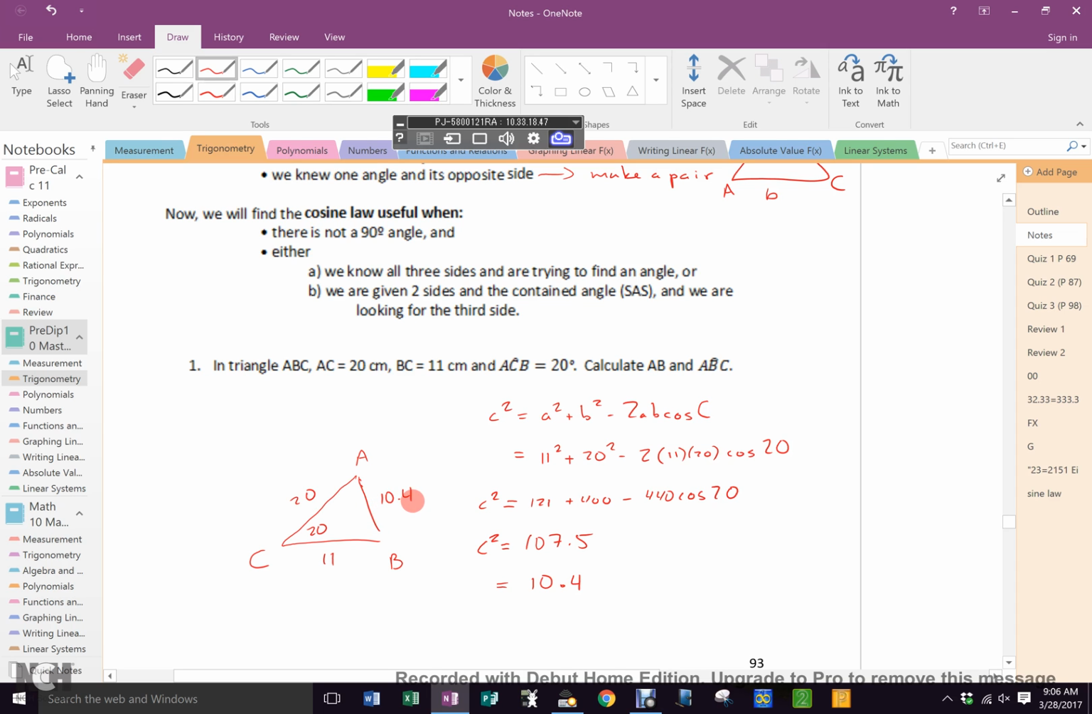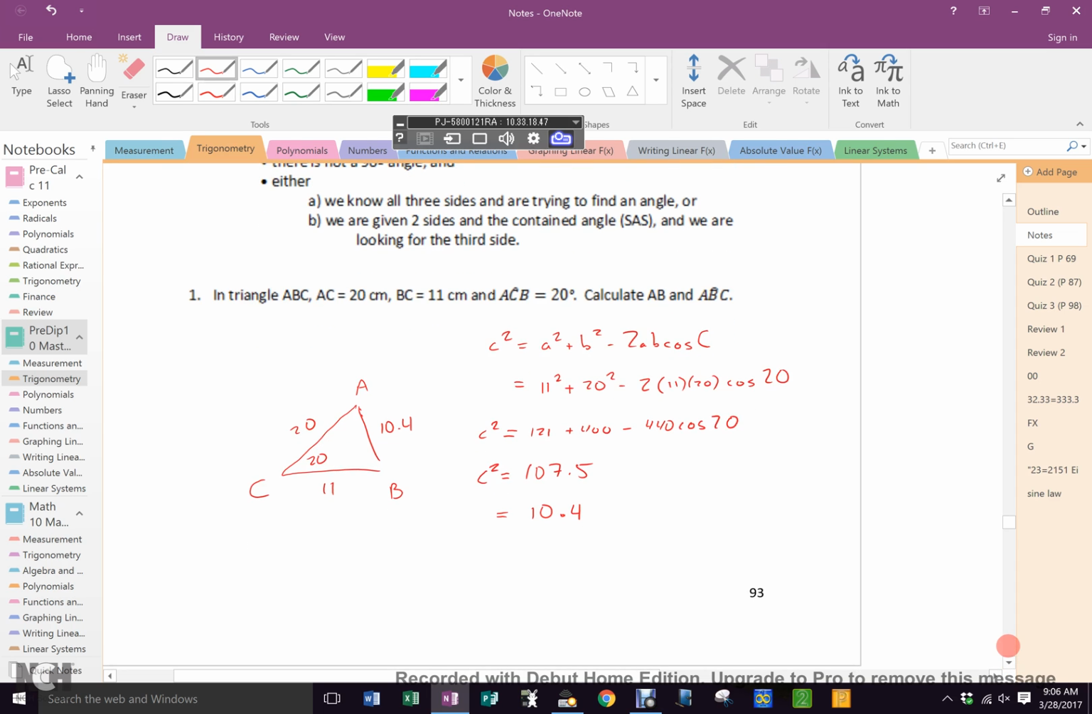Once I have 10.4, what do I shift to? Oh, I shouldn't have said shift. What do I change to? Sine law, because I have my pair. 10.4 over sine 20, and then I work the rest through. Okay? I'm going to not do that and leave that for you guys as part of your homework, okay? You're going to finish this off.